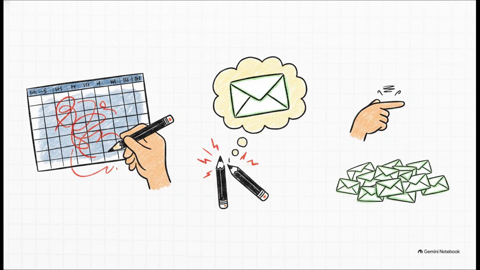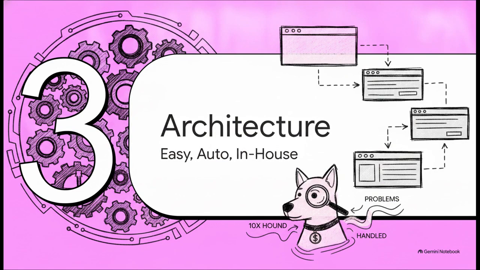And number 3 is guessing who you already emailed. Without a unified system, you either accidentally re-email clients, which is super awkward, or you maintain a separate offline tracker that is almost always out of date. Which brings us to segment 3, easy, automated, in-house.